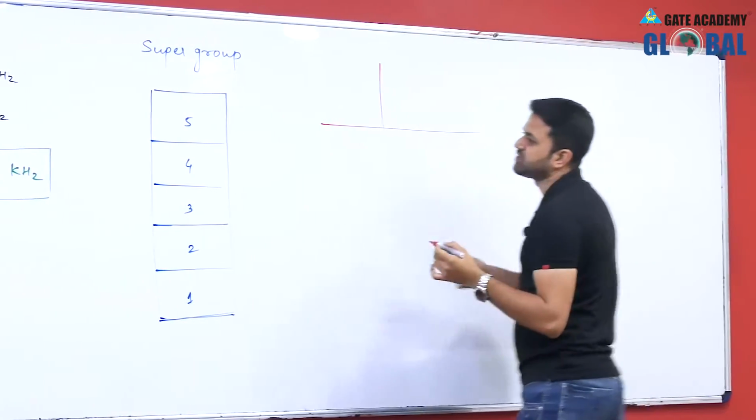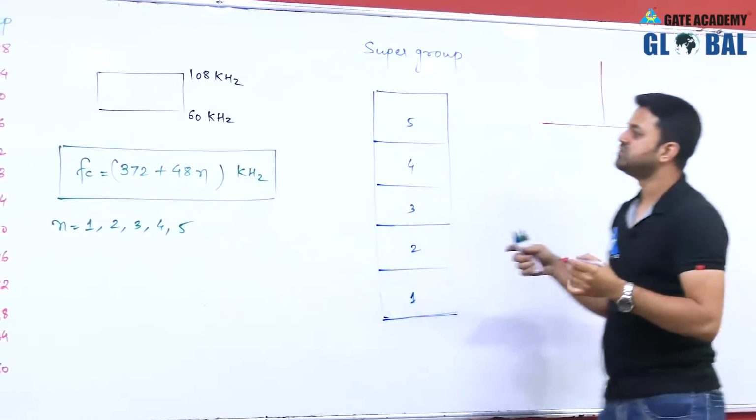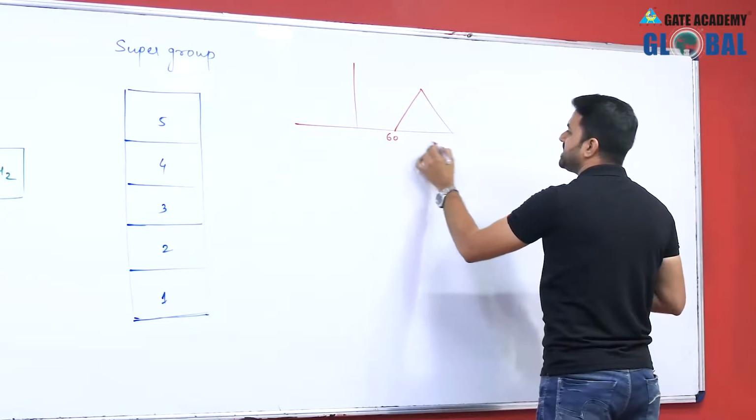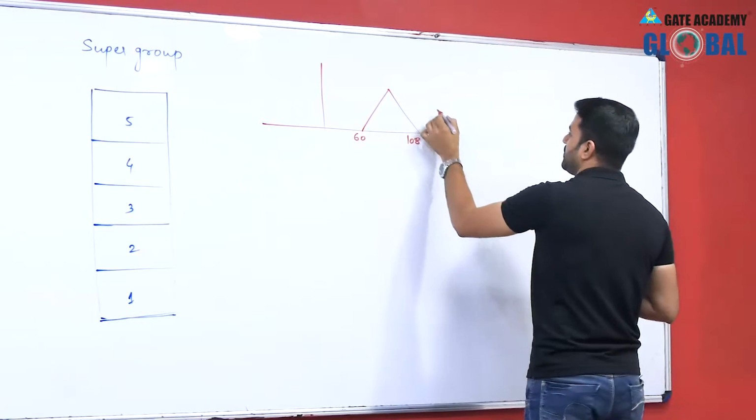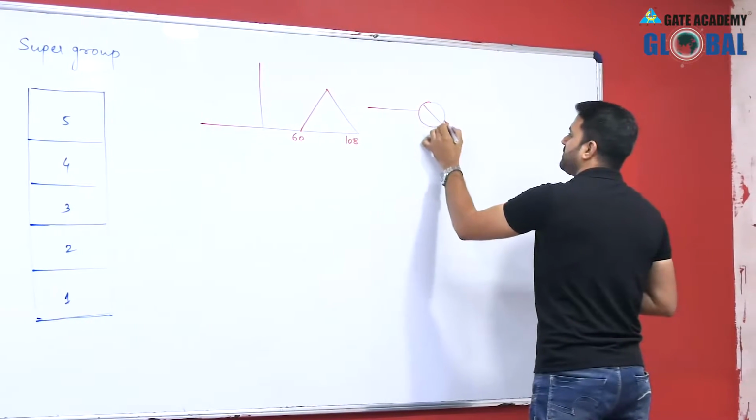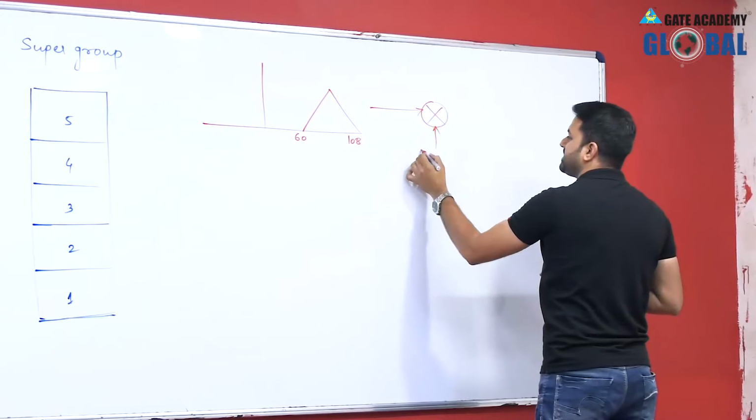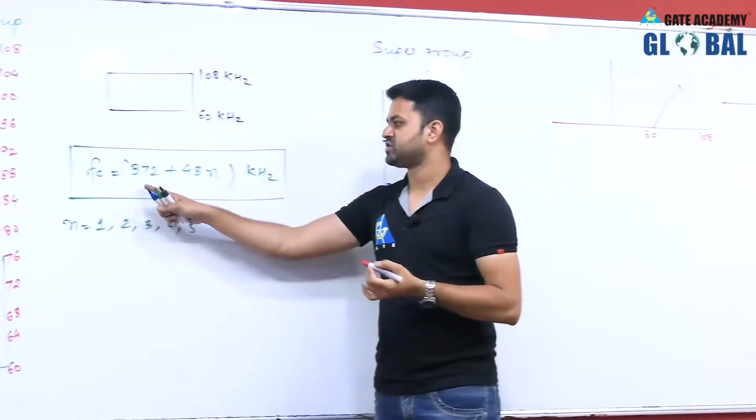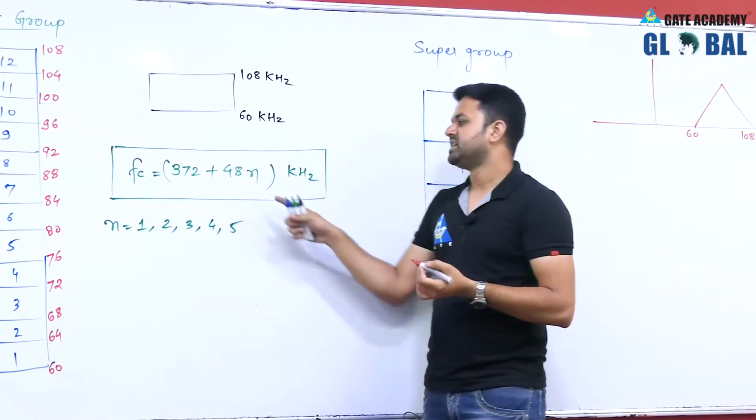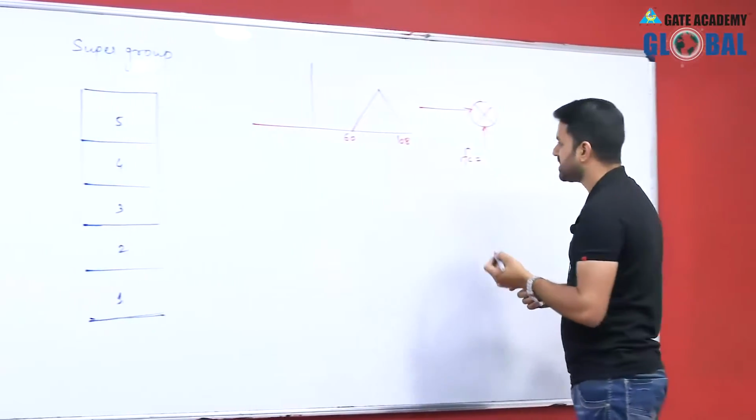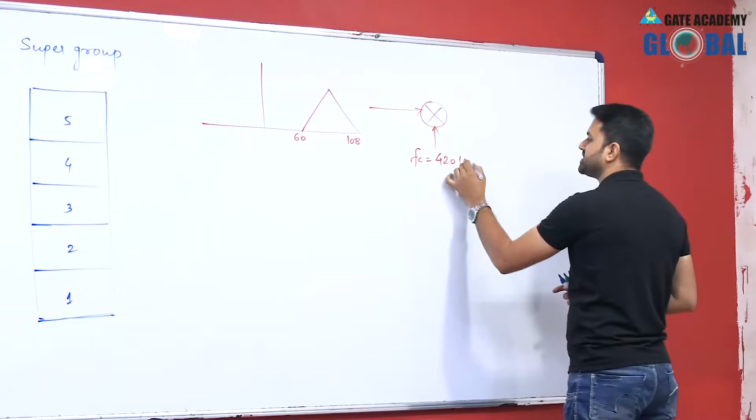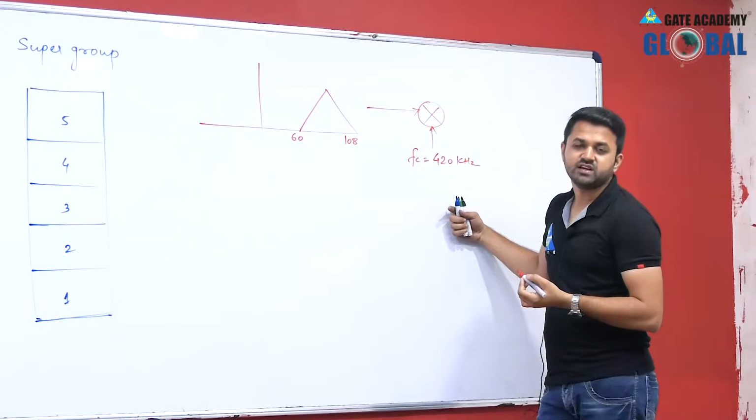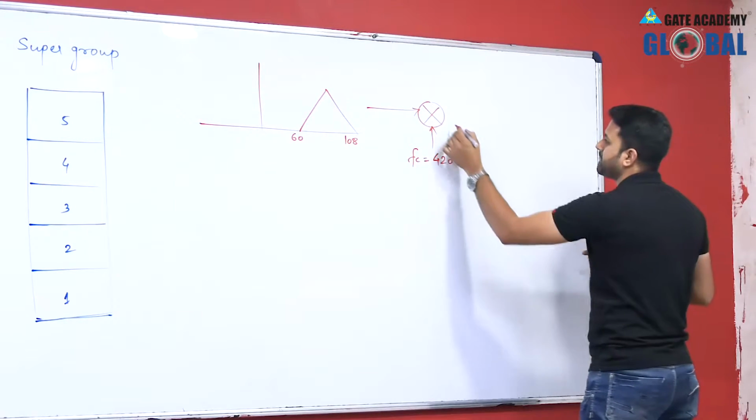If we have the basic group ranging from 60 to 108, suppose this is 60 to 108. This is our message signal now. And now we are modulating the carrier FC for the first user. For the first user n is 1, so if I take n equal to 1, then this is 420 kilohertz for first user. When we put n equal to 1, 372 plus 48 is 420.